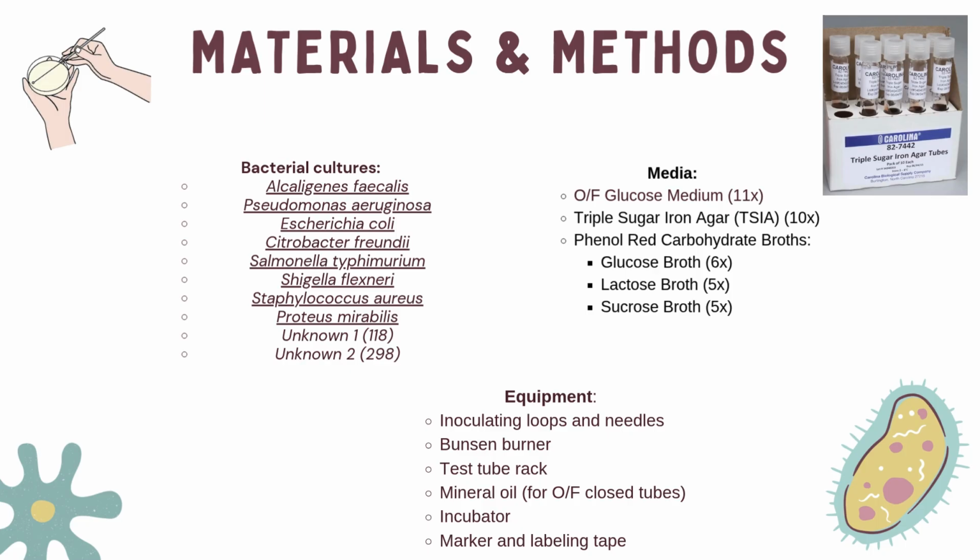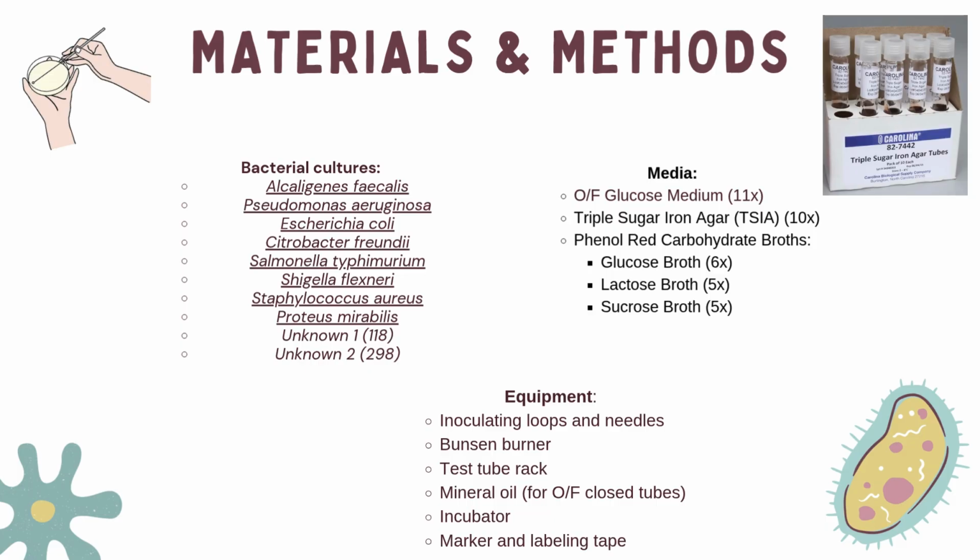So for this experiment, we used a variety of bacterial cultures, including E. coli, Salmonella, Shigella flexneri, Proteus mirabilis, and the unknowns, which were 118 and 298. Our media included the OF glucose tubes, the triple sugar iron or TSIA, and the phenol red carbohydrate broths for glucose, lactose, and sucrose. And the equipment was pretty standard. We used the loops, the needles, Bunsen burners, the mineral oil, the incubator, and the labeling tape.